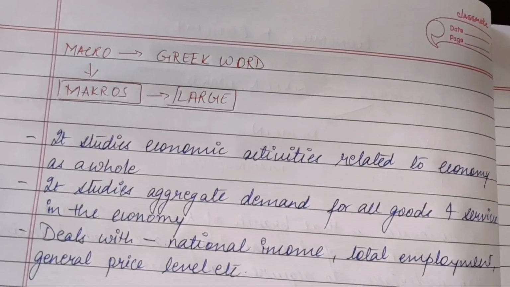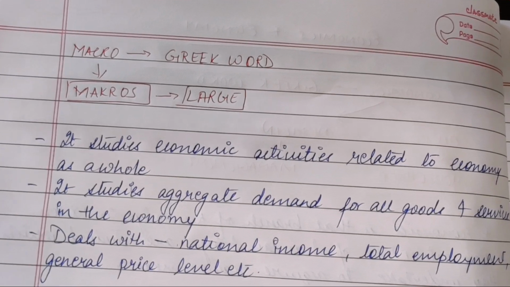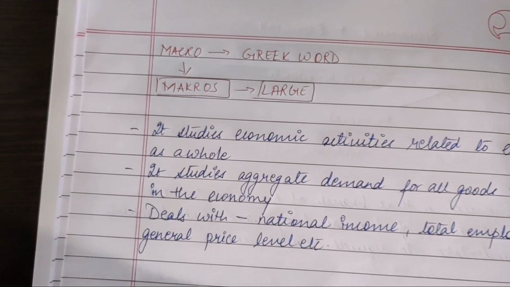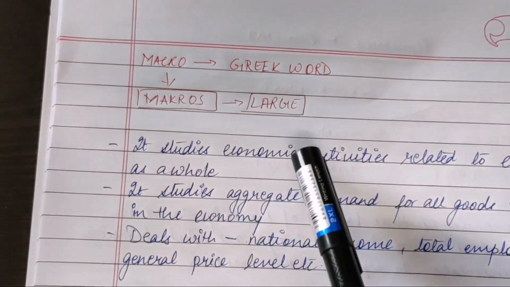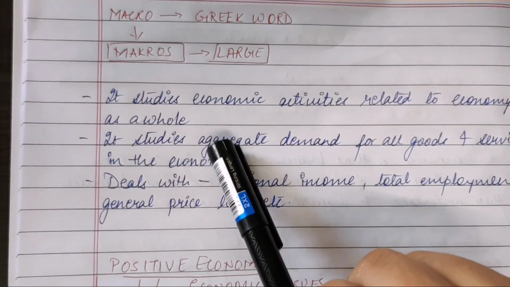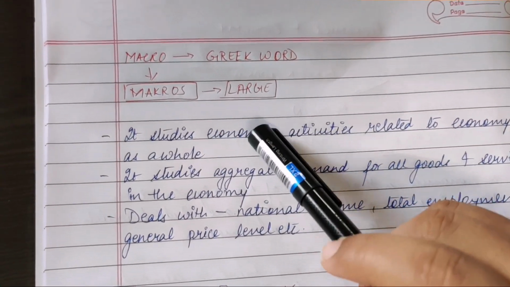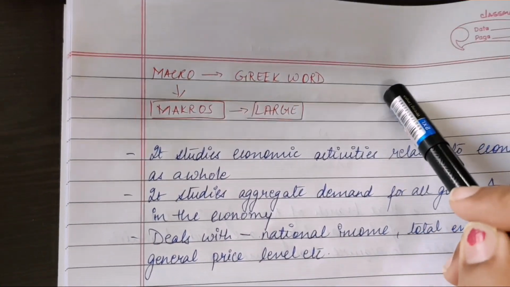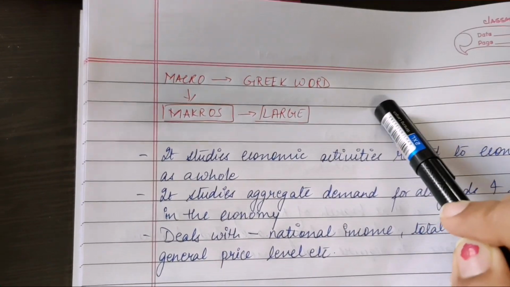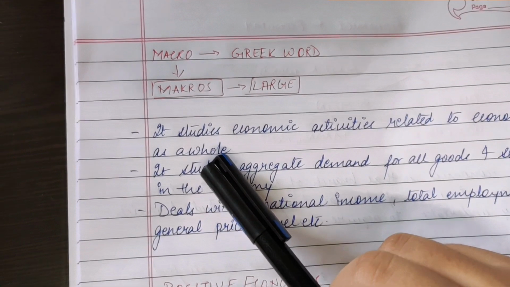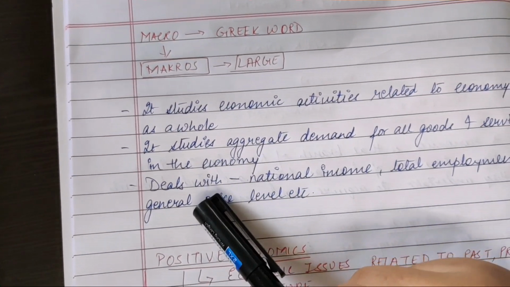The next topic is macroeconomics. Now, macro has been derived from a Greek word that is makros, which means large. Basically, it studies economic activities related to economy as a whole. Like suppose not A, not B, not C. It is A plus B plus C is equal to D. That's why it studies economic activities related to economy as a whole.